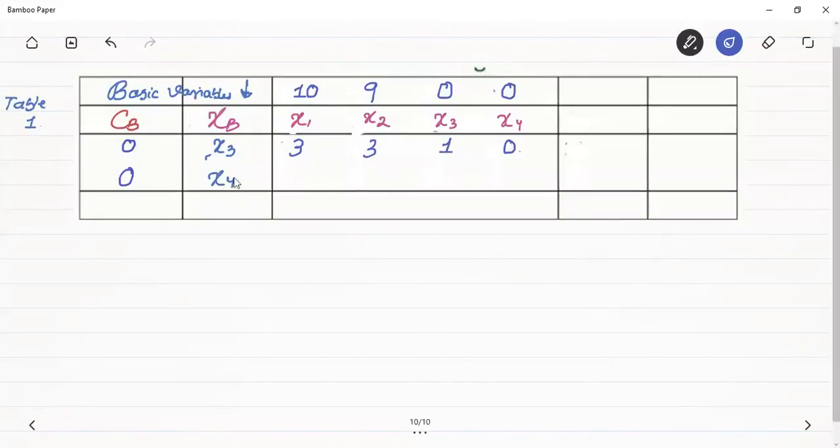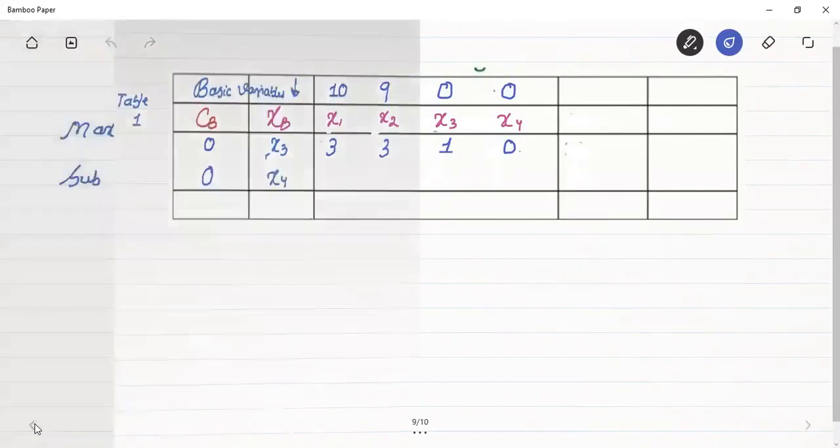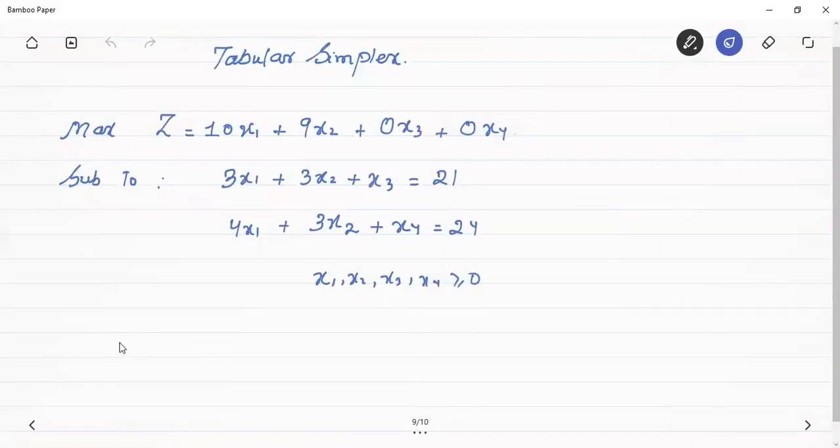Okay, so this is what we have to write in this space. Now can you tell me accordingly what will be written in this space here? It's easy. 4, 3, 0, 1. The second basic variable is x4 and that belongs to the second constraint here. The coefficients of the different variables here are 4, 3, the coefficient of x3 is 0, and the coefficient of x4 is 1. Therefore it will be 4, 3, 0 and 1.